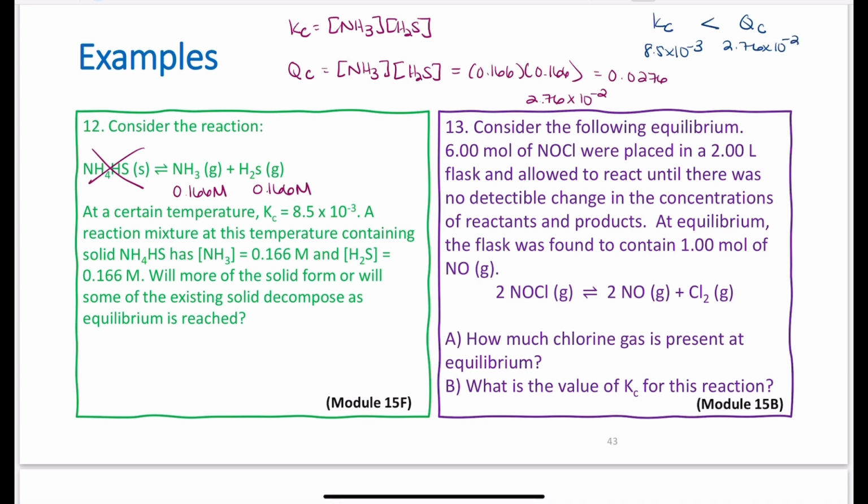Qc is bigger than Kc, so to reach equilibrium, I need to travel in the reverse direction. I need this reaction to go backwards to actually reach the equilibrium, which means that in order to reach equilibrium, I need more solid to form. So more of the solid will form to actually reach that equilibrium. Again, that's because I was able to calculate Qc, because under any conditions is Qc, compare it to Kc. My Qc is bigger, because 10 to the negative 2 is bigger than 10 to the negative 3, and therefore I need to travel backwards towards reactant production to be able to make more solid.